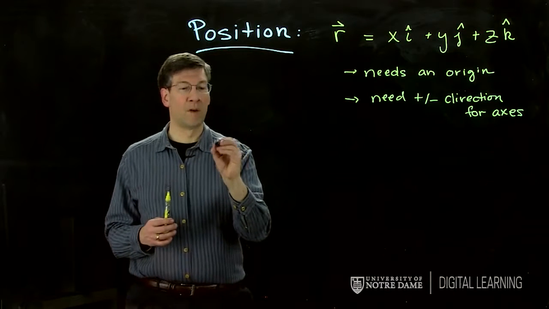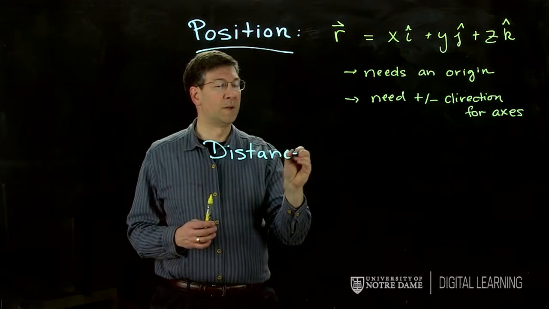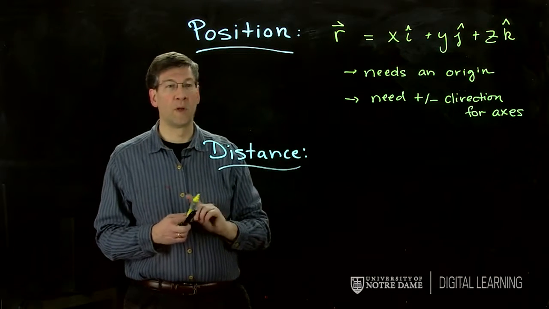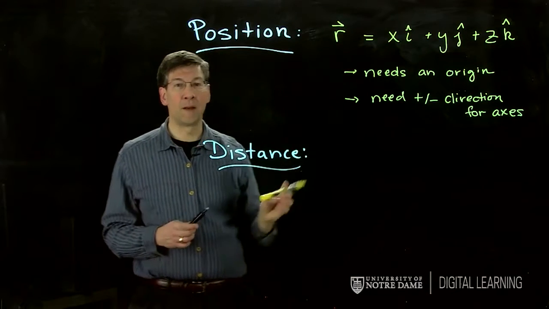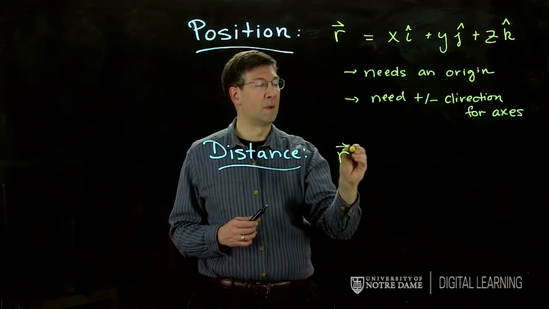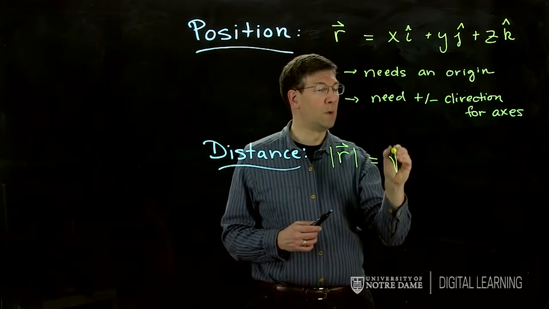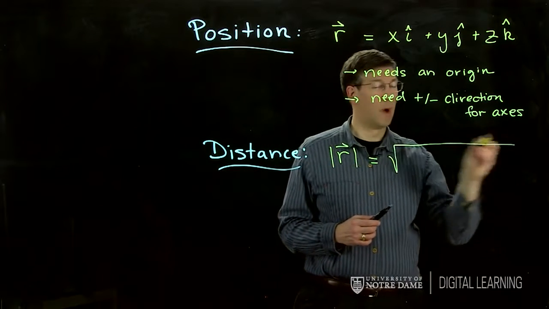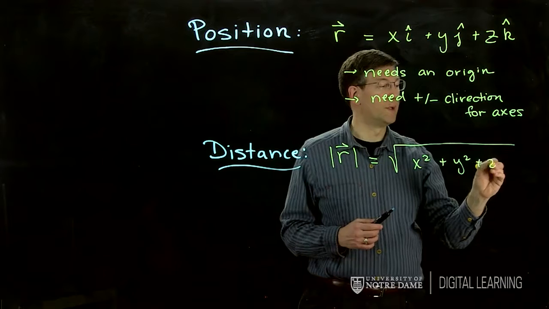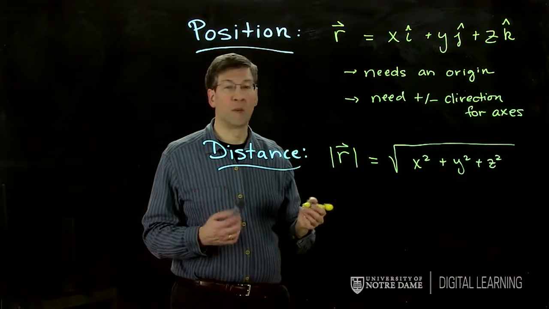The second thing that we can define is distance. And distance is literally just the distance from the origin. So you can think of this as the magnitude, the length of this vector r. So distance is the magnitude of r, and that's just going to be equal to the square root of x squared plus y squared plus z squared, where those are the coordinates of the object that we're looking at.